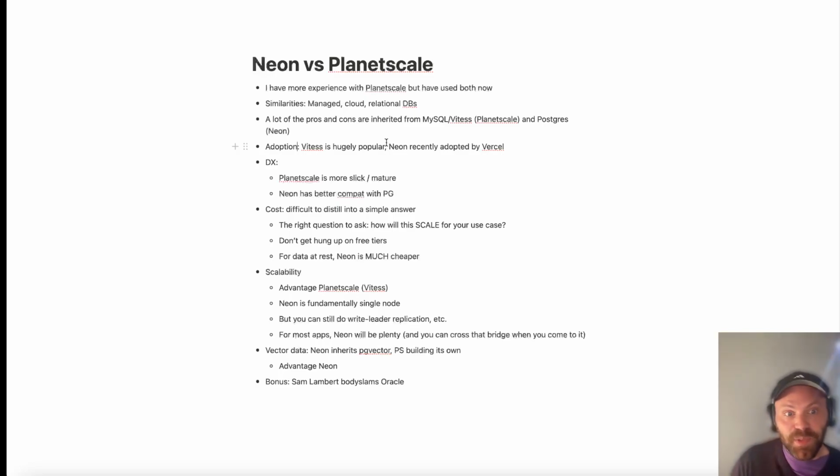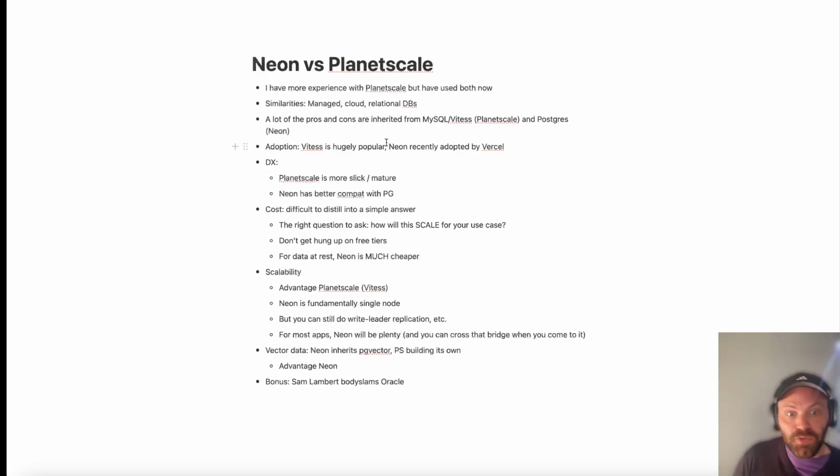But in my case, it just made a lot of sense. I don't have the time to wait for Planetscale to finish their vector support. I don't want to rule out Redis or any other system to do it for me. I'd rather just have one data store that I can use for everything. And so for my case, Neon made a lot of sense.